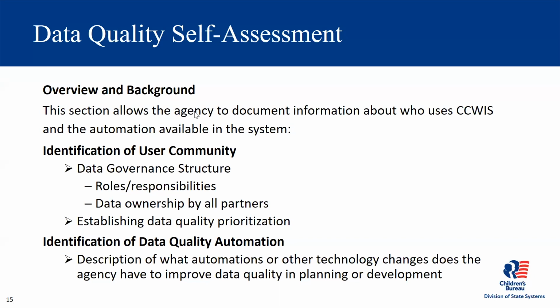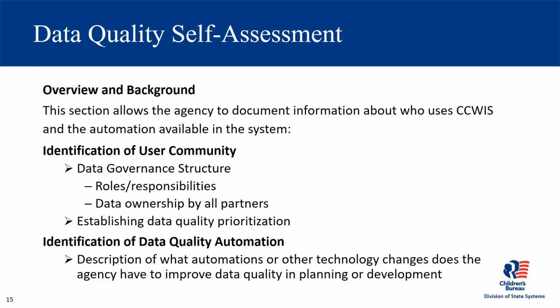David mentioned in Technical Bulletin 7, the data quality self-assessment tool can be found as Appendix G. So the data quality self-assessment tool is broken into the overview and background. This section allows the agency to document information about who uses the CCWIS and the automation currently available in the system. Then it goes into basically the identification of the user community.